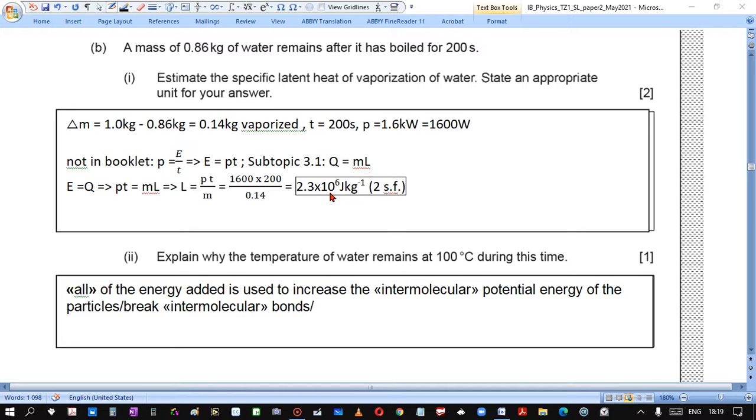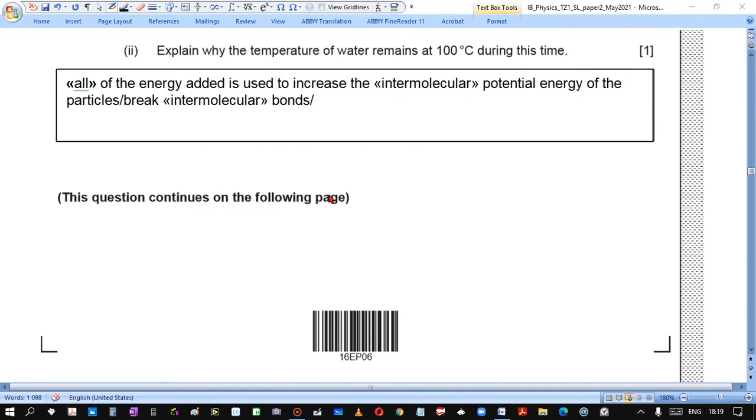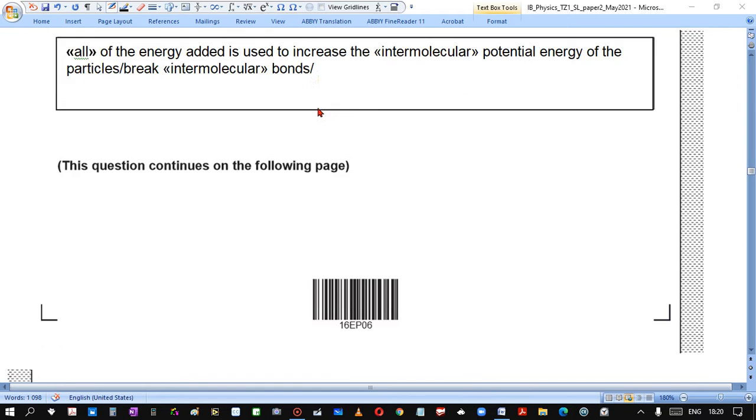Actually, this is the known value for water, so you can memorize it and check that you got an approximately correct answer to two significant figures. So explain why the temperature of water remains at 100 degrees Celsius during this time. All the energy added is used to increase the intermolecular potential energy of the particles, break intermolecular bonds, but not to increase kinetic energy, because kinetic energy depends on temperature. Temperature is constant, meaning that only the potential part is changing.